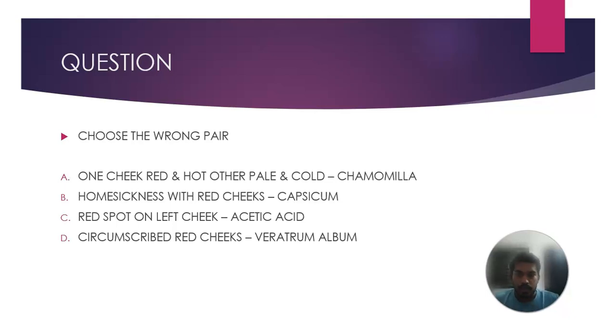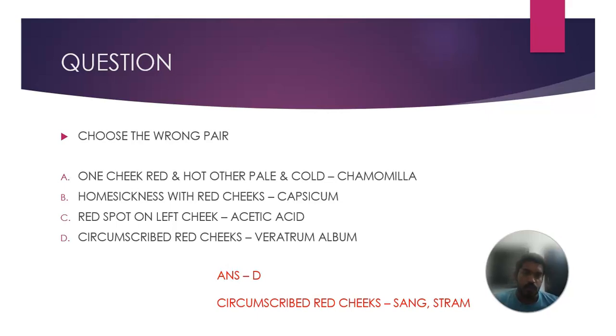Okay, so the last option is circumscribed red cheeks, which is matched to veratrum album, which is wrong. That should be sanguinaria as well as stramonium. So here the answer should be D, which is the wrong pair. That is circumscribed red cheeks, which is matched to veratrum album, which is wrong. The veratrum album should be replaced by sanguinaria as well as stramonium. Okay, so I think that should be all about acetic acid.